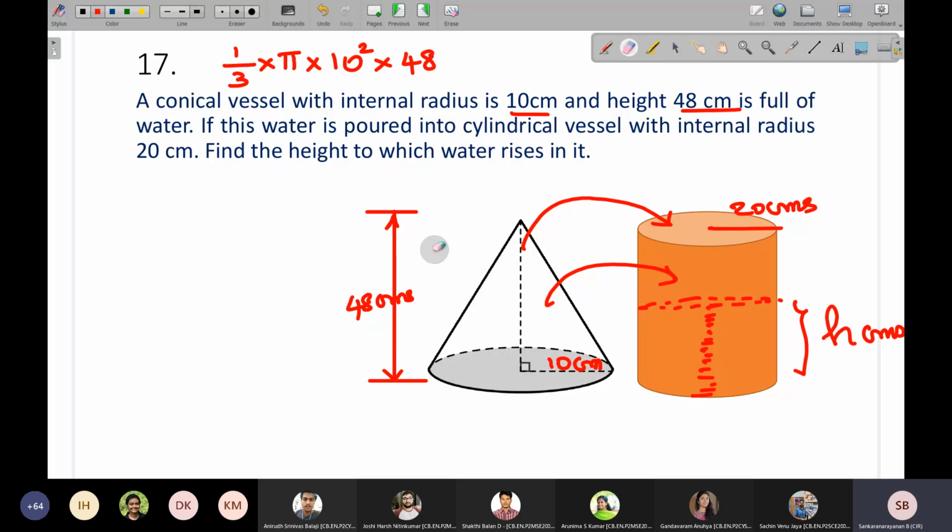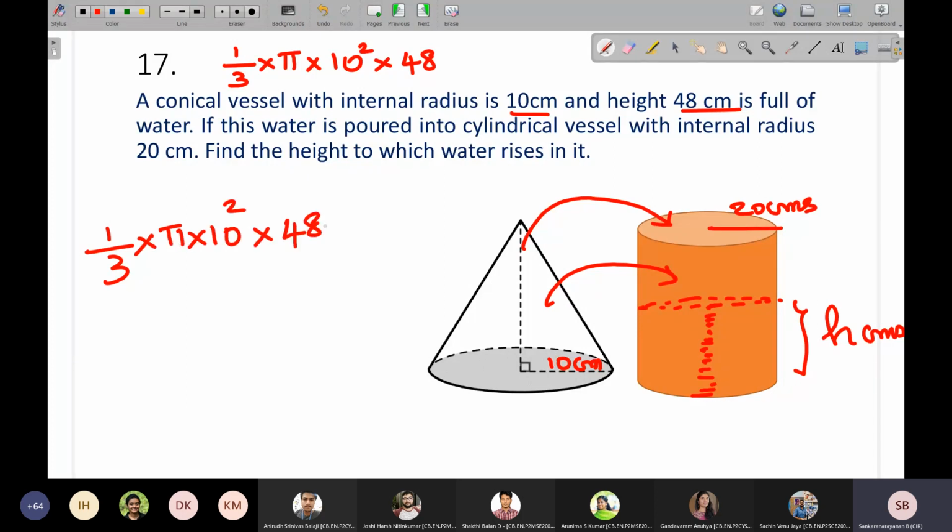We can see that these two volumes are going to be one and the same. 1/3 into pi into r square, 10 square into 48, is equal to the volume of the water inside the cylinder, that is pi into r square, that is 20 square into h. That h is the increase in the water level in that cylinder. So this can be equated. Again, I can cancel pi on either side of the equation, and this helps me to quickly get the value for h.